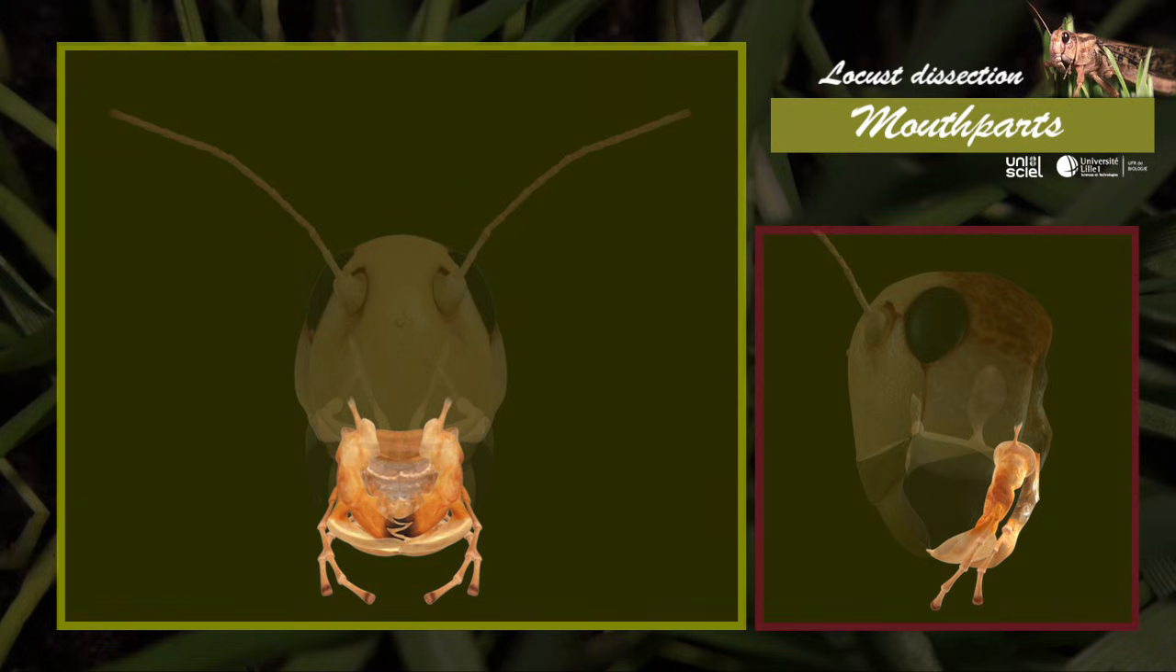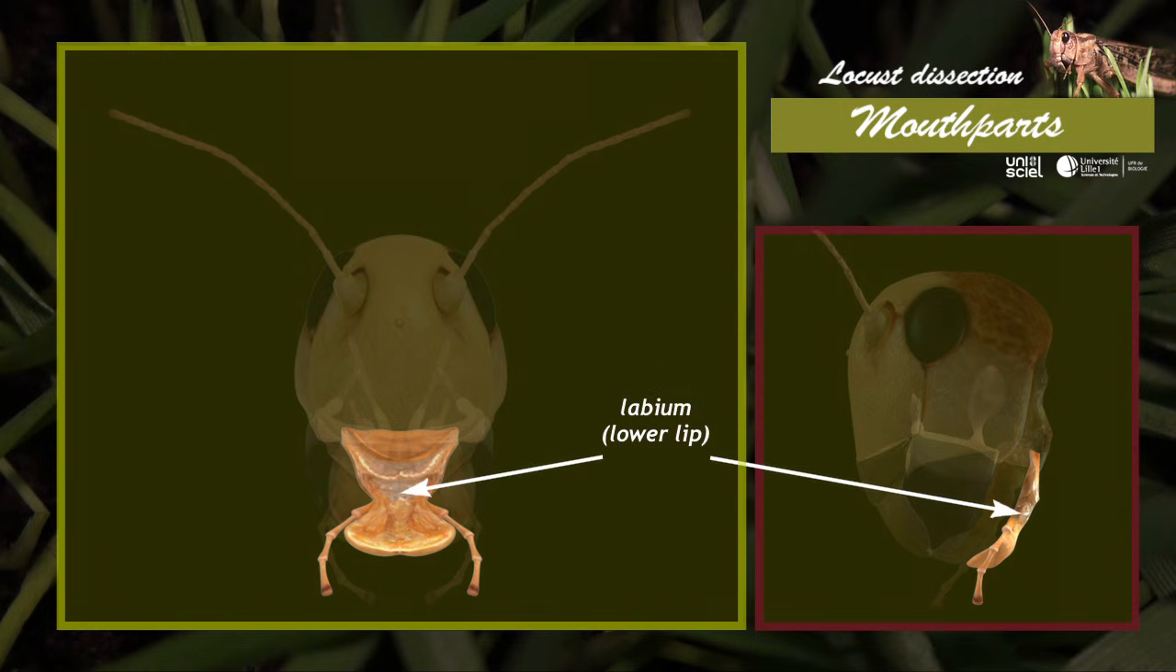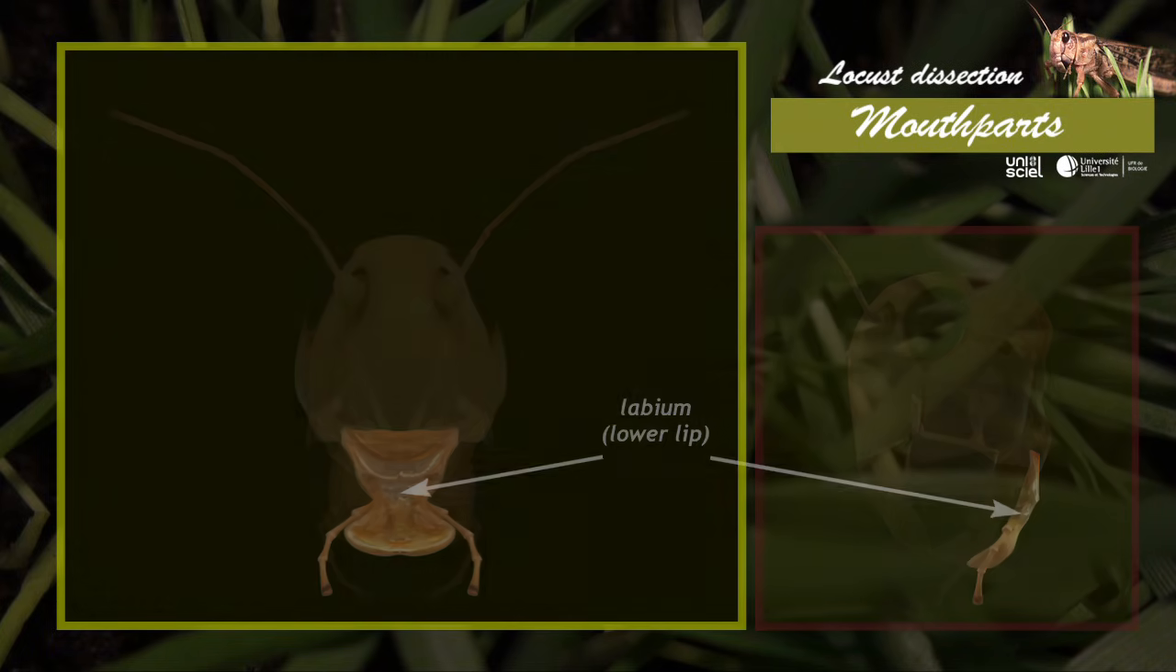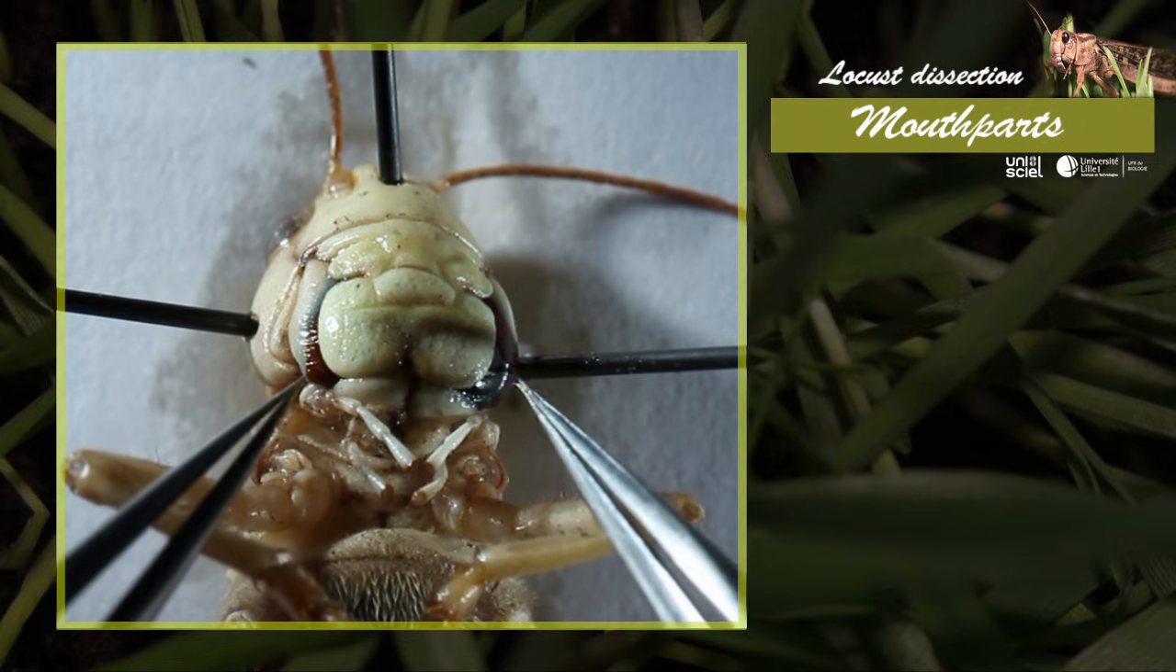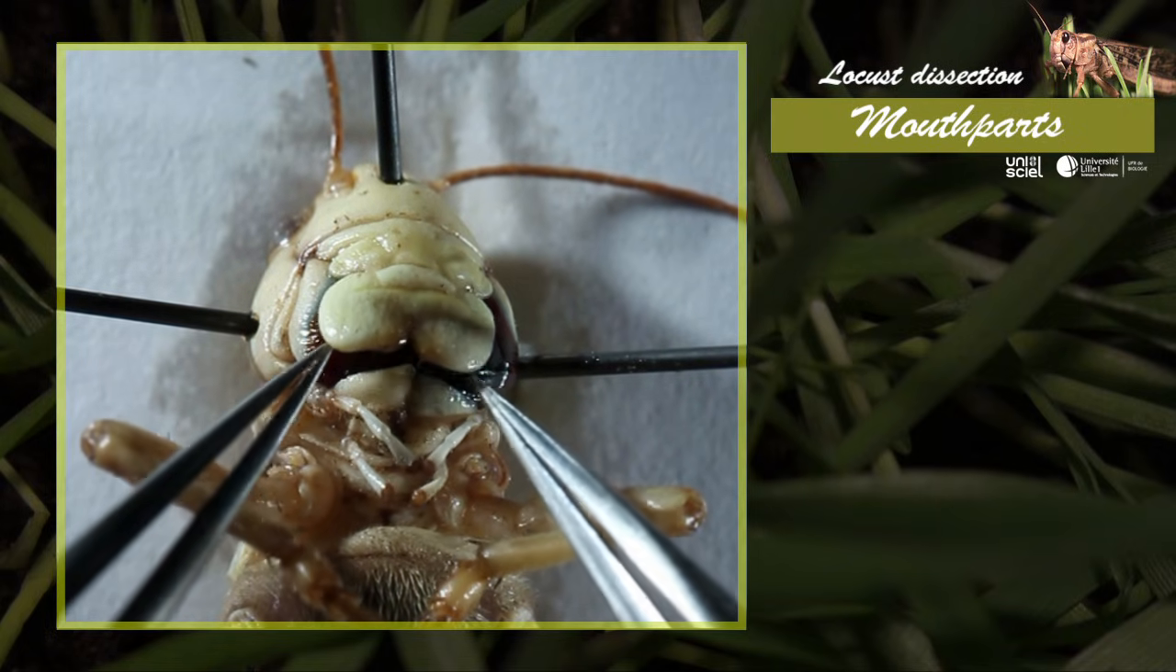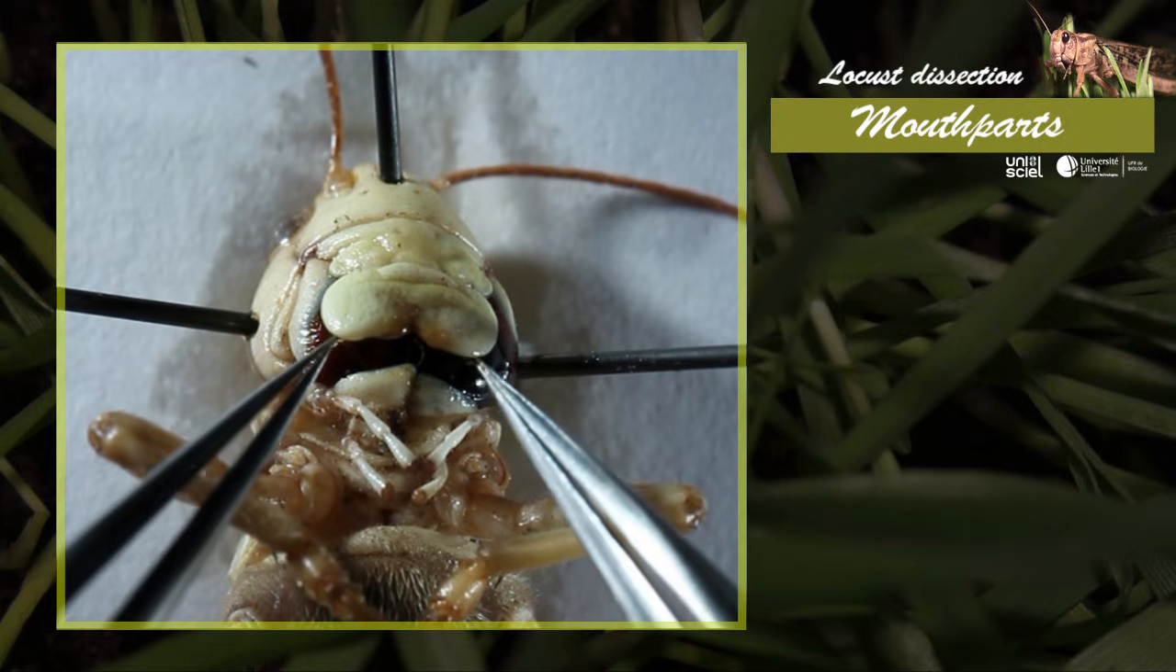Behind the mandibles is a pair of maxillae, each of which bears a 5-segmented sensory palpus. The masticatory system ends with a single piece called the labium, or lower lip, that bears a pair of palpi, each with 3 segments. These mouthparts will be dissected, then placed in a drop of water on a glass slide to be observed with a binocular microscope.